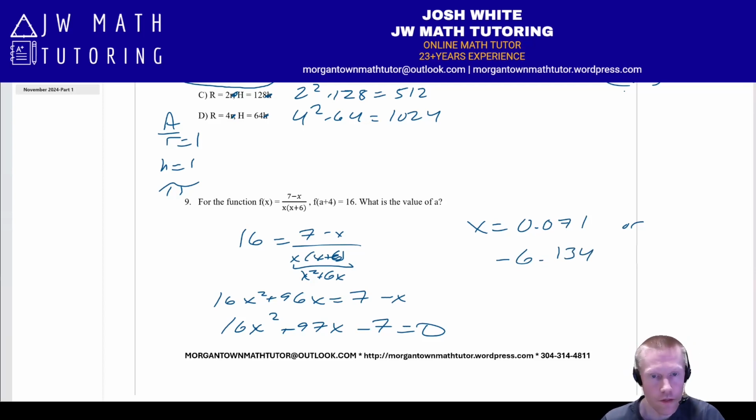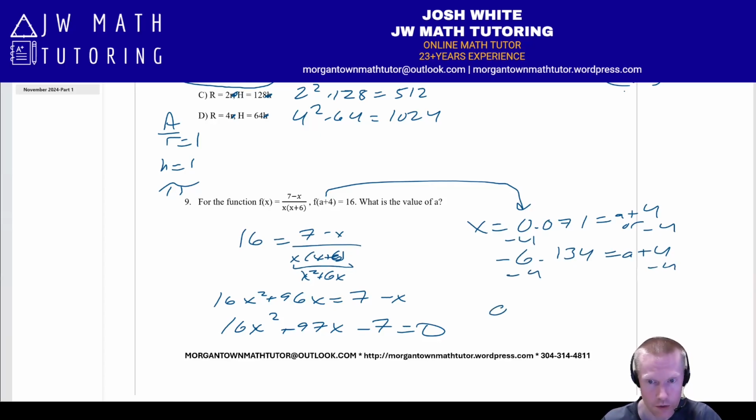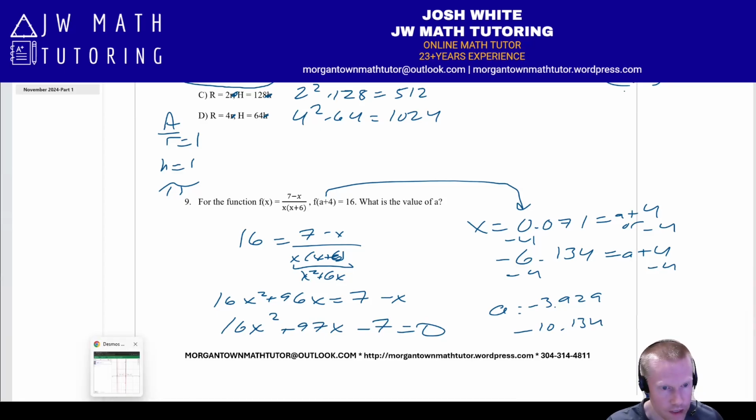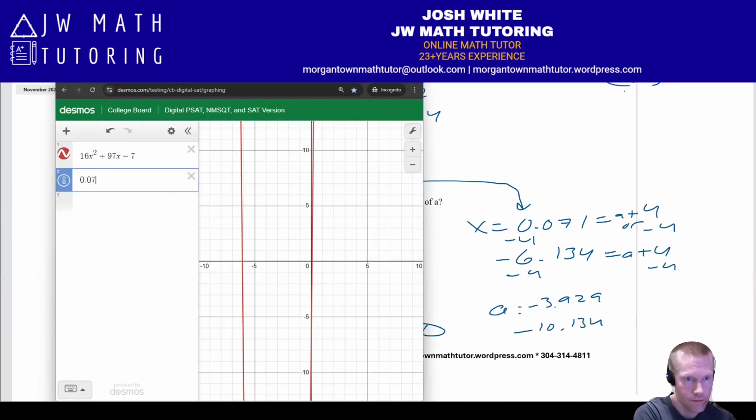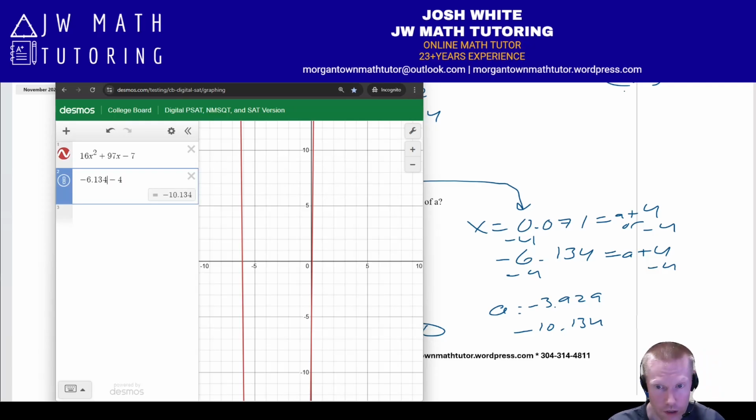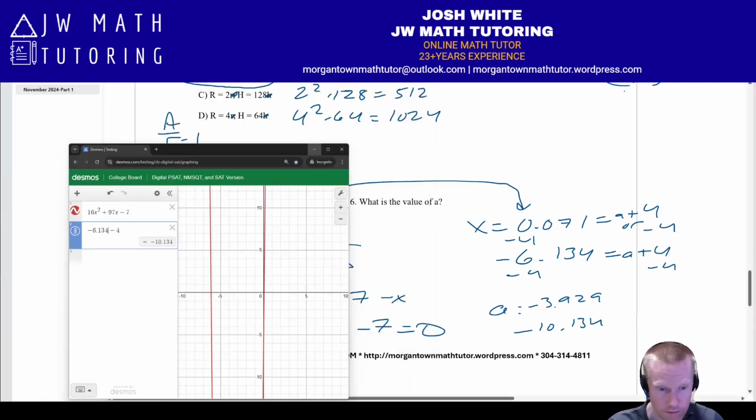Now, those are both equivalent to a plus 4, because when we plug in this number, we get 16 as our output, as our y. So we set each of these equal to a plus 4, and then we solve that. In other words, really just subtract 4 from both of these values. So for the a value, you're going to get negative 3.929 and negative 10.134. Let me go to Desmos and confirm that I did that correctly. Negative 3.929. Okay, so that one's good. And then negative 6.134. Okay, so that's good. So those are the two possible correct answers. You can submit either one.